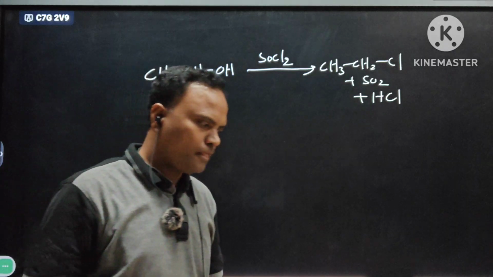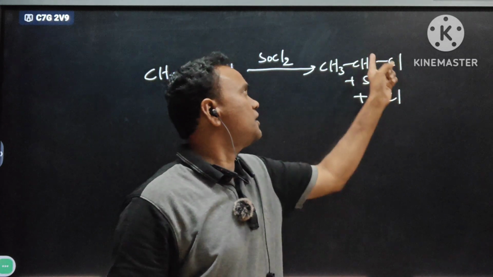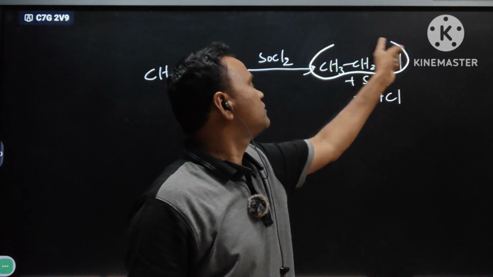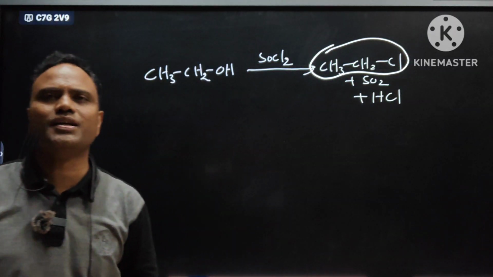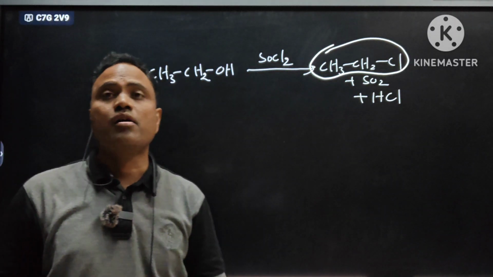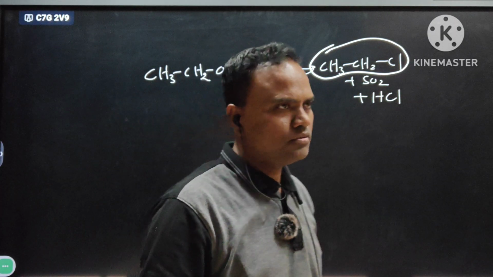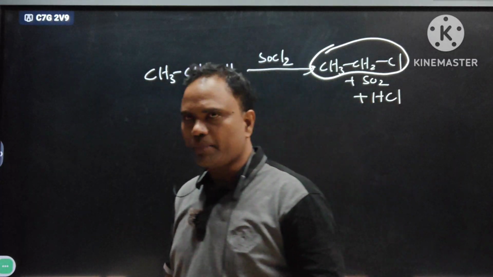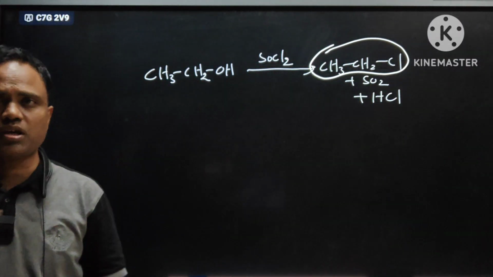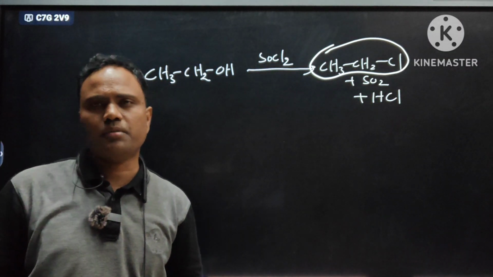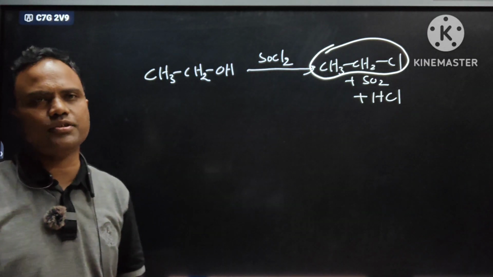Why? Here you are getting alkyl halide or not? Why is this the best method to get alkyl halide from alcohols? Because the byproducts are gases.